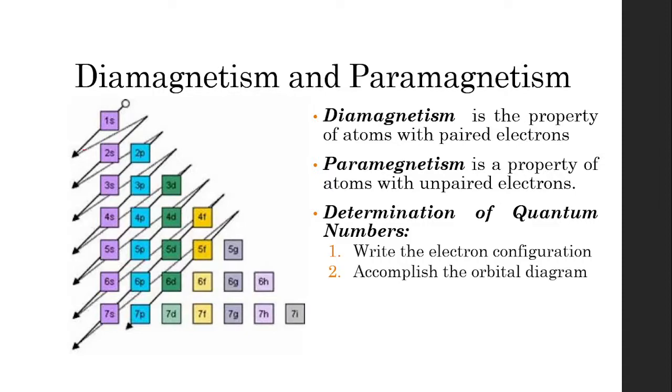Next is to accomplish the orbital diagram. What that means is you basically have to draw your spin up and spin down electrons on a square, or even just a line.